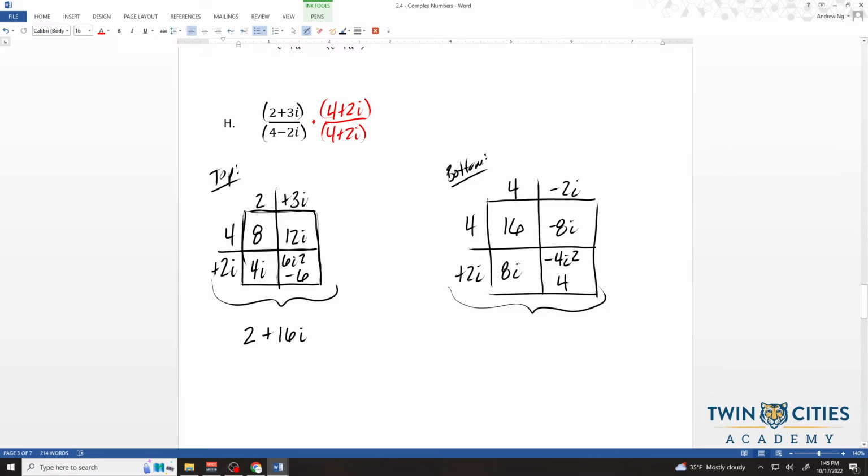Combine like terms. 16 and 4 will make 20. And then -8i and +8i, those will subtract out, leaving just 20 here. So let's put the top part over the bottom now. 2 plus 16i over 20.